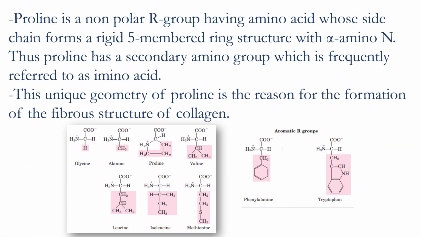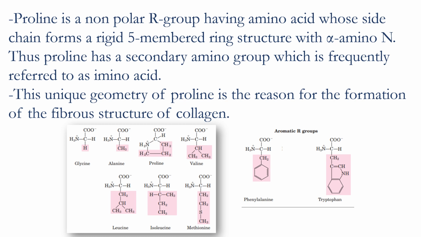An example of an amino acid with nonpolar side chains is proline. So proline is a nonpolar R group having amino acid whose side chain forms a rigid 5-member ring structure with alpha amino nitrogen. Thus, proline has a secondary amino group, which is frequently referred to as imino acid. This unique geometry of proline is the reason for the formation of the fibrous structure of collagen.